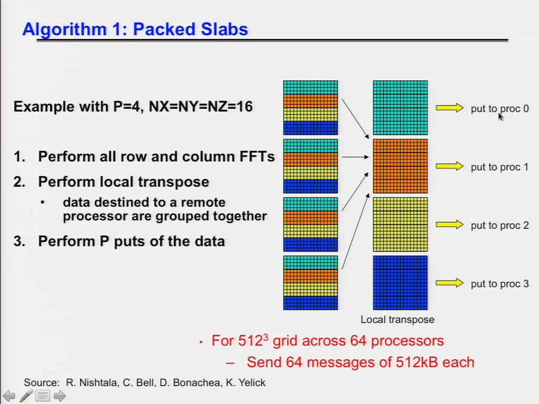So let me do the counting. Let's suppose that instead of a 16 by 16 by 16, let me make it a little bigger, 512 by 512 by 512. And let's suppose I had 64 processors. Then I'd be sending 64 of these messages, and each message would be 512 kilobytes. Okay, so that's sort of the fewest messages, but they're all as big as possible.